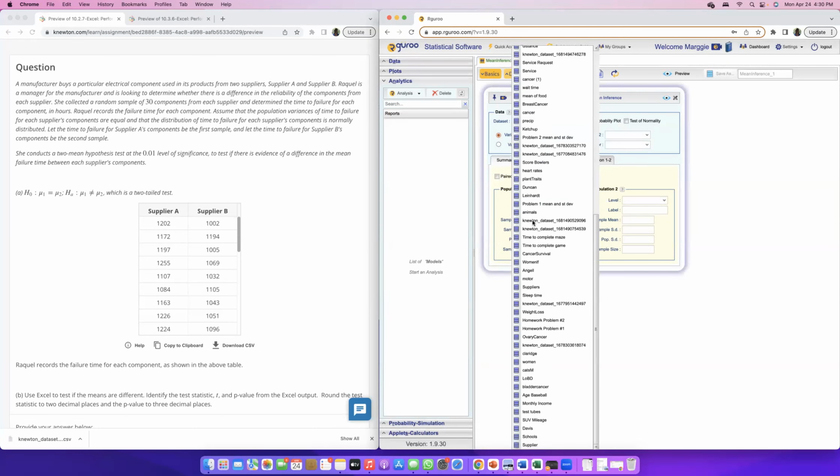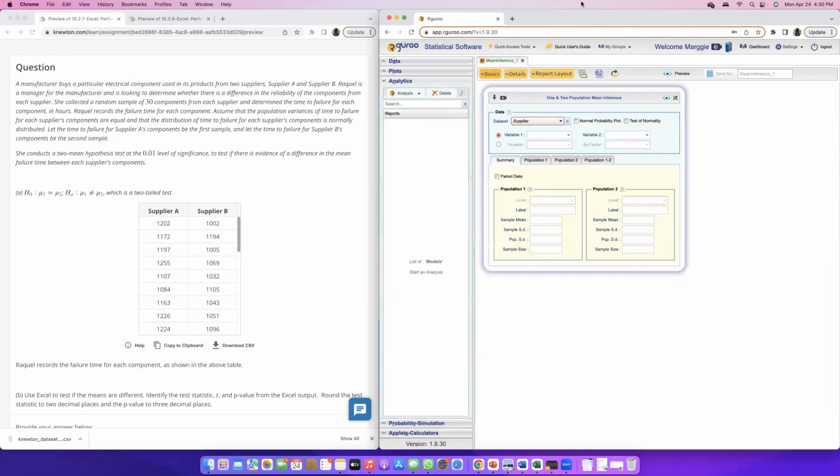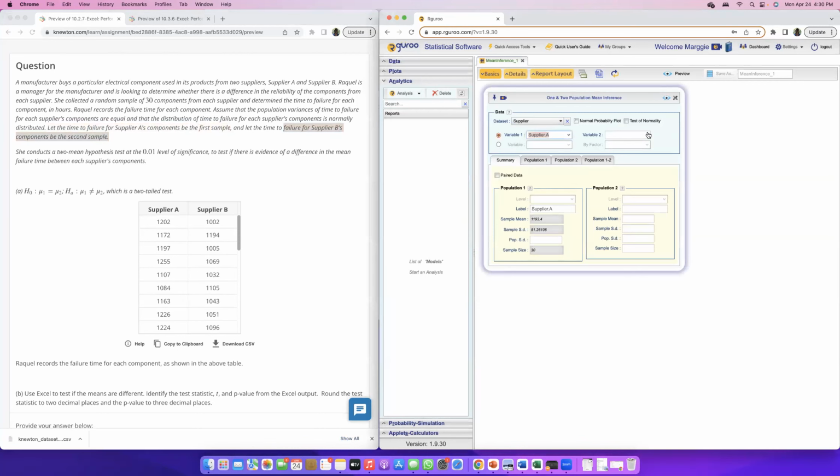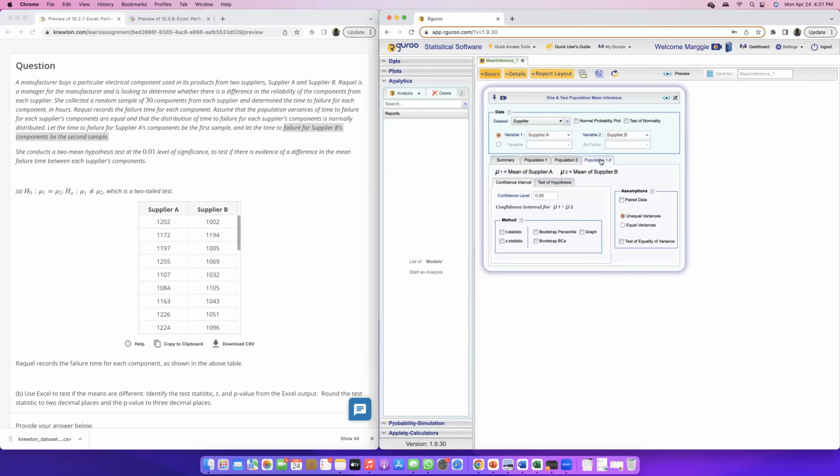We're going to select our data set here, supplier. All right, again, variable number 1 is supplier A, and that is in here. Supplier A is the first sample. Supplier B is the second sample. So we go here, we do supplier B. So we have everything. We don't know the standard deviation of the population, so we don't have information to fill these two boxes. We leave it like that. We go to the population 1-2 tab. We go to the test of hypothesis tab.